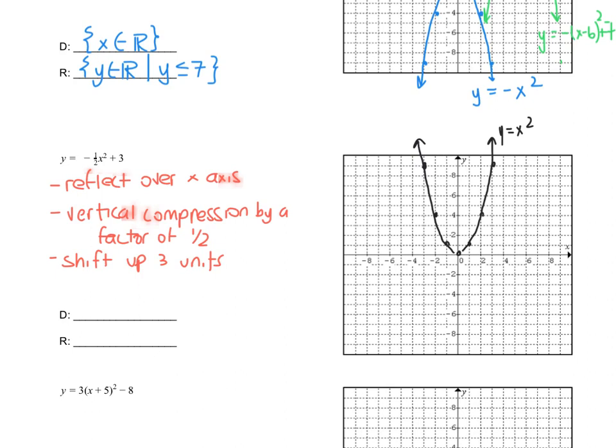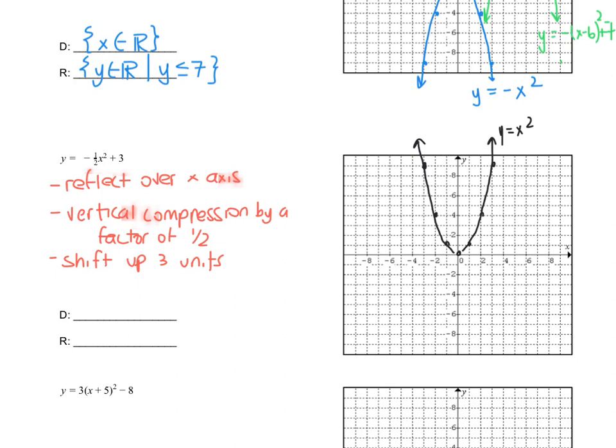Now, the reflection and the compression, if you want, you can do it all in one step, okay? Or you can do it in 2 steps. The choice is yours. I'm going to show you in 2 steps in this example, but I'll explain how to do it all at once as well. But the shifting has to be done at the very end.